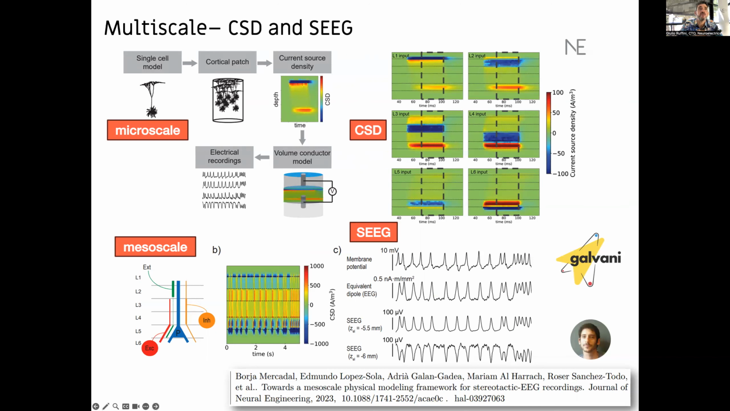At the end, it's a linear transformation between synaptic activity and the measurement of SEG, which you can then translate into CSD and other things like that. So this is one of the tools that we actually needed to make a closer link with the measurements from SEG in epilepsy, right?